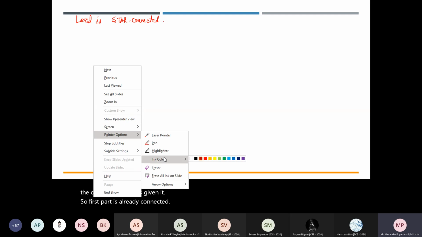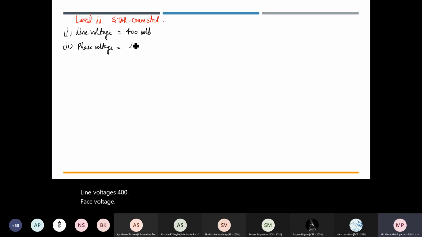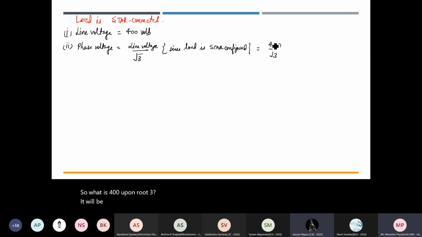So the first part is already done. Line voltage we have found out. Line voltage is 400 volts. Phase voltage is line voltage upon root 3 since the load is star configured. So what is 400 upon root 3? It will be nearly 231. Is that correct? Yes, sir. So it will be approximately 231 volts.